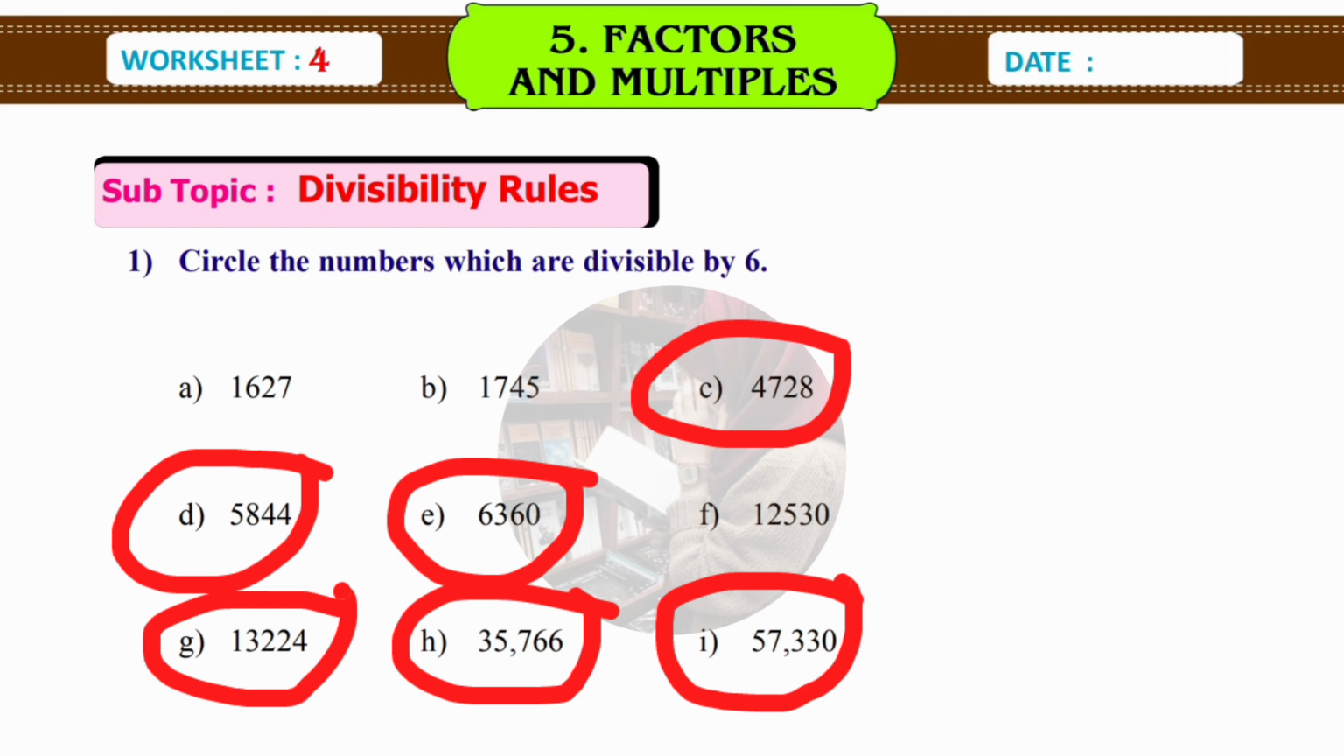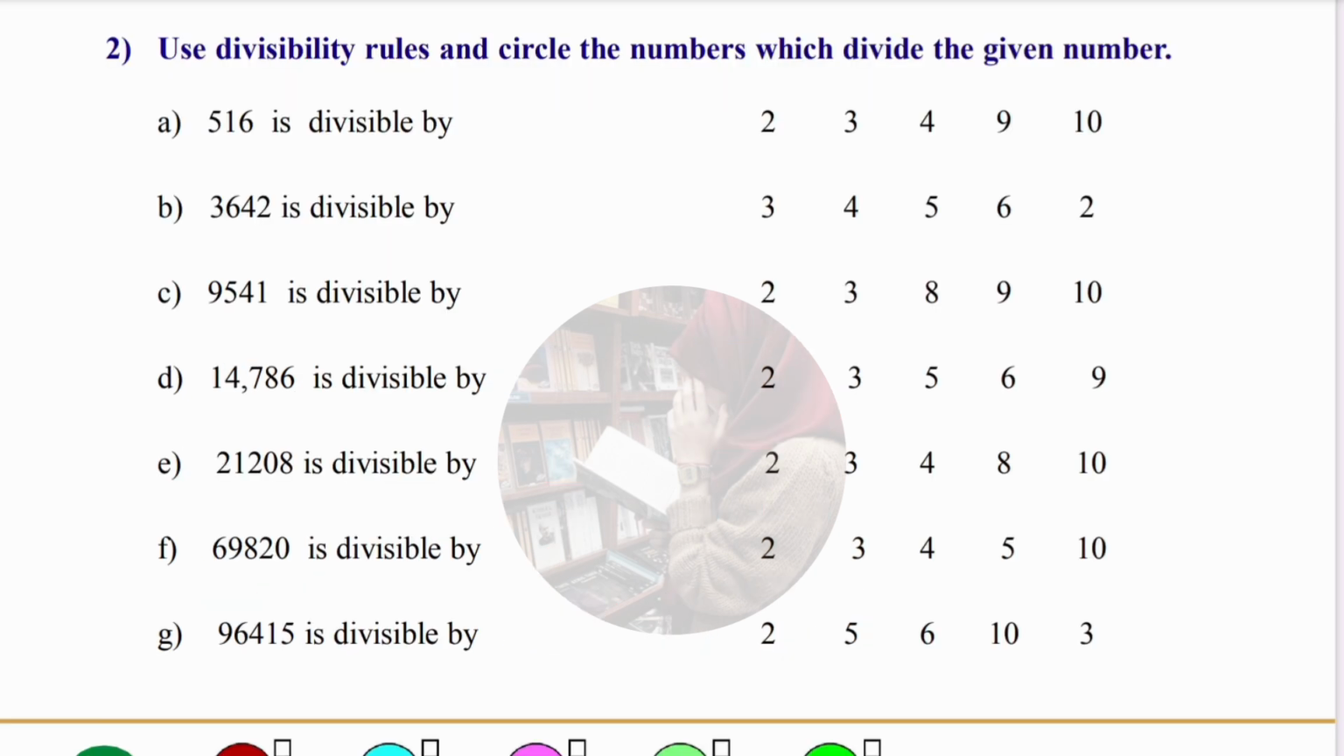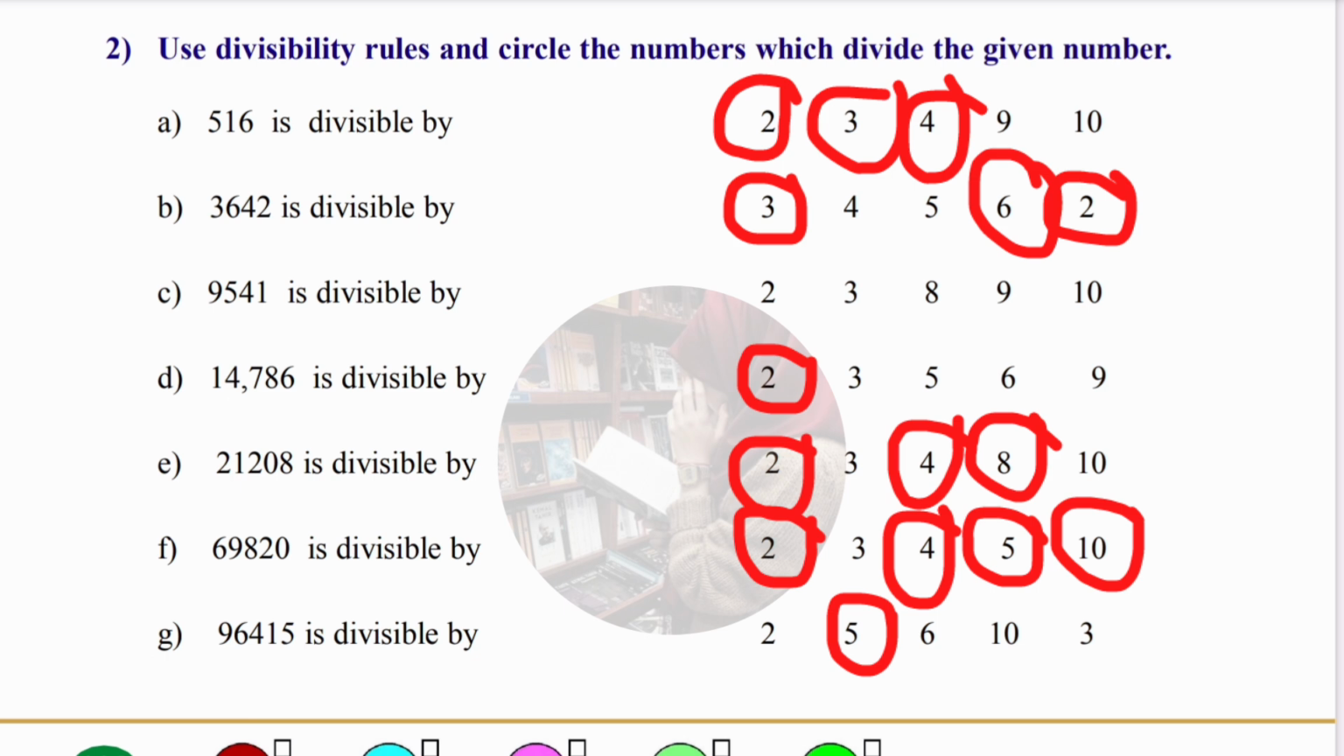Now we'll move to the second column of this worksheet number 4, which is: use the divisibility rule and circle the numbers which divide the given number. Here we are given some numbers. Now we have to check whether each is divisible by the given numbers or not. The first number is 516. Here we are given the divisors 2, 3, 4, 9 and 10. If it is divisible, we have to circle that particular number. If it is not, we have to leave it as it is.